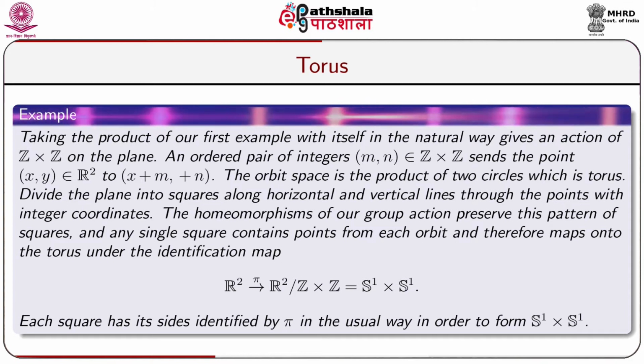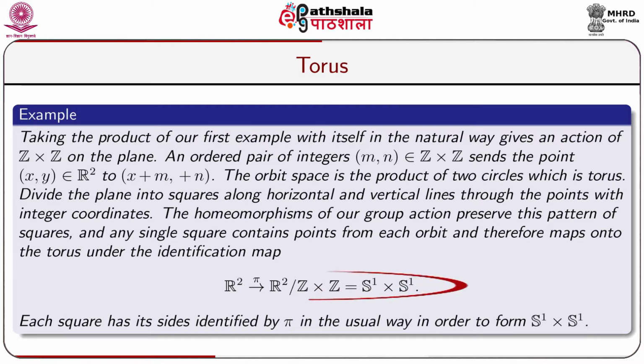Here, the group action is defined in the way that for any m, n belongs to Z cross Z and x, y belongs to R cross R, the action is defined as mn of xy is equal to m plus x comma n plus y. So, under this, the orbit space becomes R2 by Z cross Z, which is homeomorphic with S1 cross S1, which is our defined way of torus.